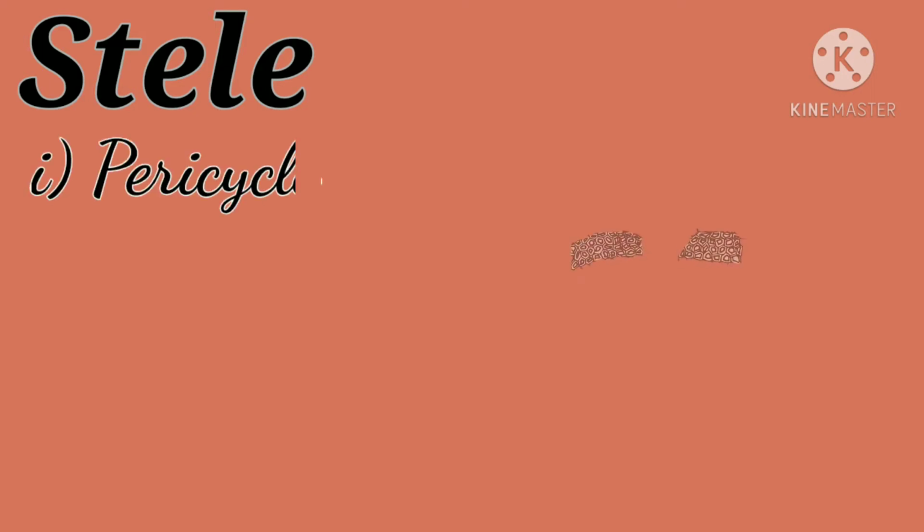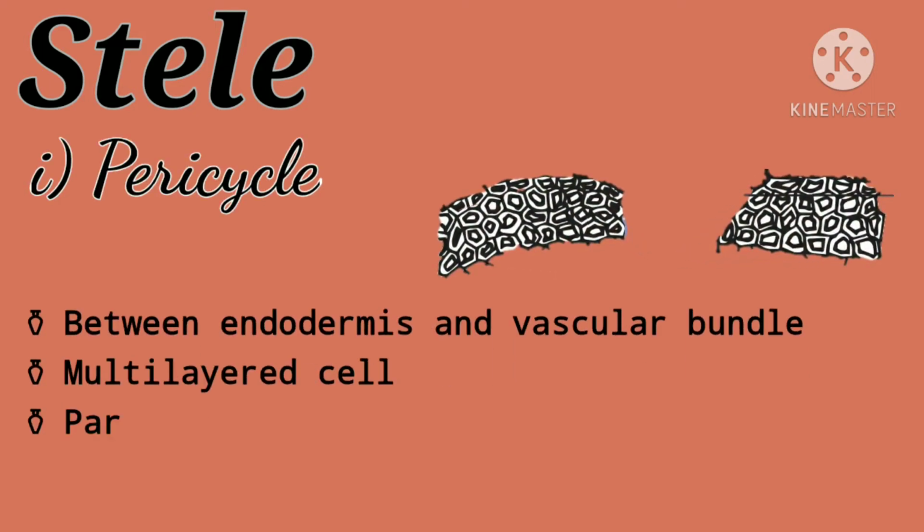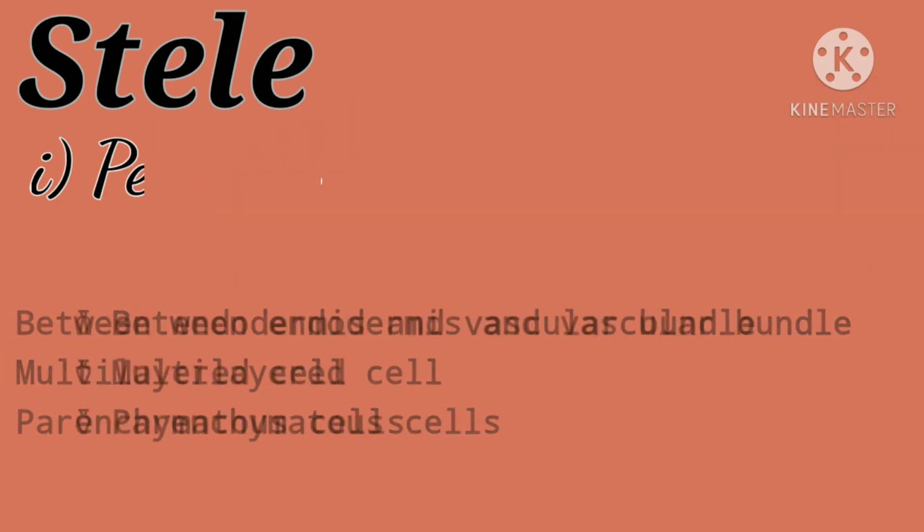The innermost layer of dicot stem is stele. Stele has 3 layers. The first layer is a pericycle. The pericycle is present between the endodermis and vascular bundle. It is a multi-layered parenchymatous.